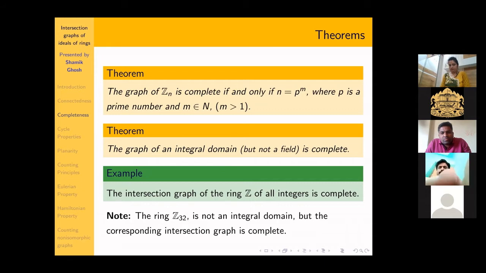But here we are showing that it is not only integral domains; there are other commutative rings which have finite characteristic. For integral domains, you know, here we only get the infinite ones. But here is a finite commutative ring, which is not an integral domain, but its graph is also complete. So this is only a sufficient condition, not a necessary condition. That is in the note that we have noted here, right?